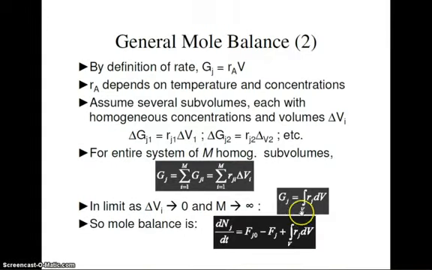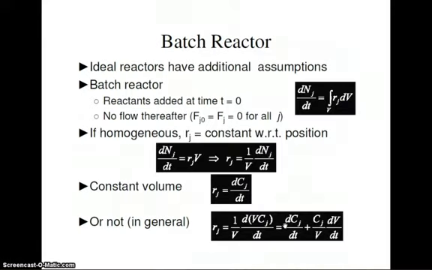is given by the integral over the reactor volume of the rate of reaction. With that in mind, the mole balance then for a continuous reactor looks like the rate of change of the number of moles overall is the flow rate in minus the flow rate out plus the integral of the rate of reaction throughout the reactor. So for a batch reactor, what this looks like is what we've seen before, basically. The rate of change of the number of moles, because there's no flow, is given by this integral over the volume of the rate of reaction.